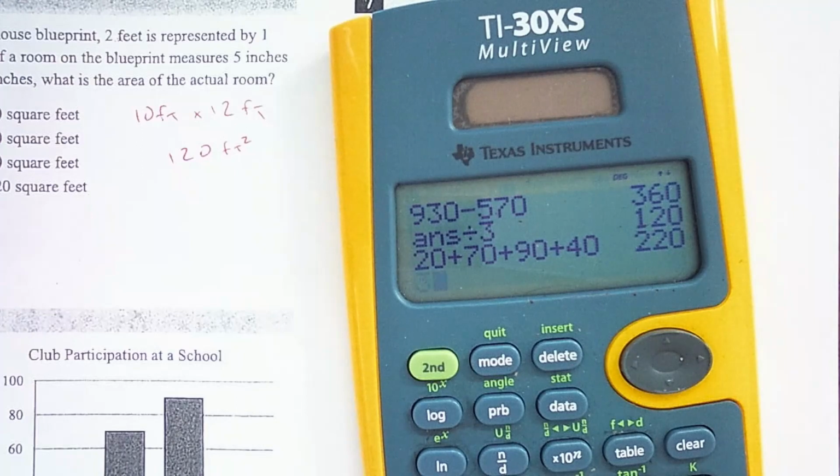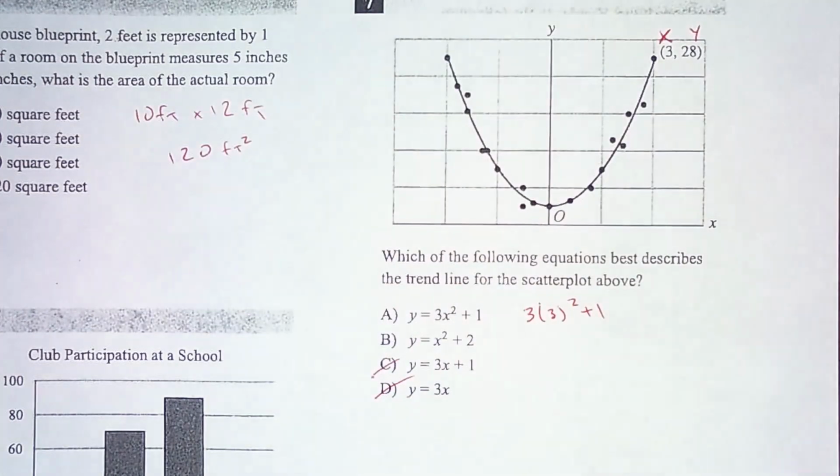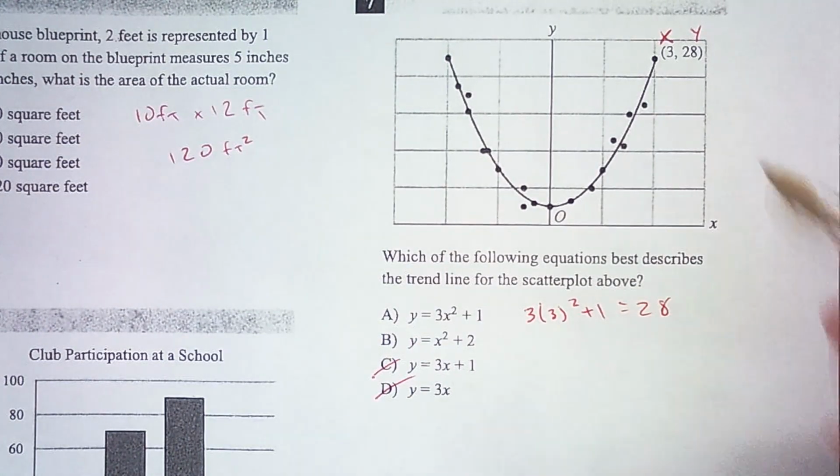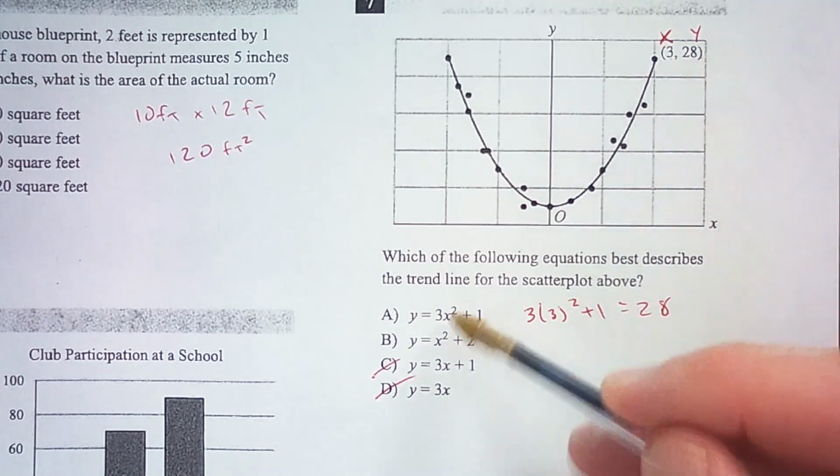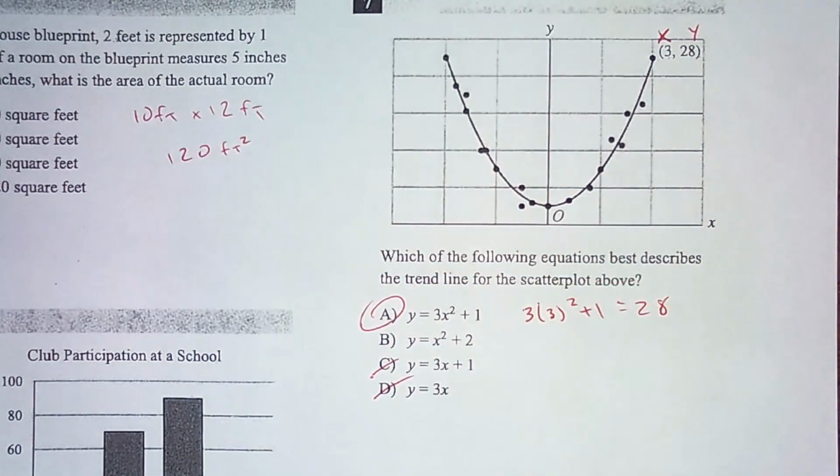Or, if I put that in my calculator, 3 times 3 squared plus 1, and I get 28. So when I plugged in a 3, I got 28 for this equation, so I know this equation is the correct equation.